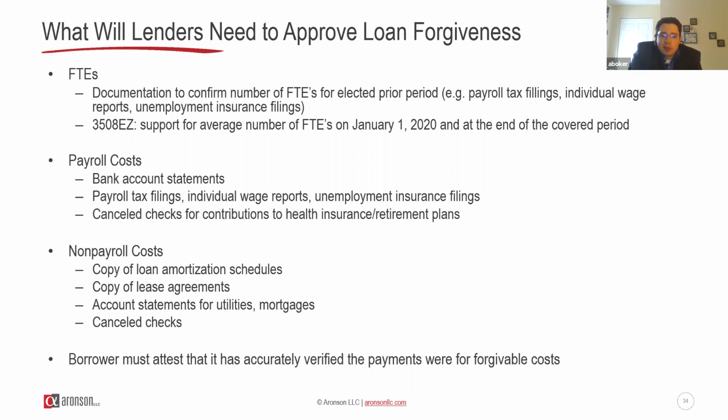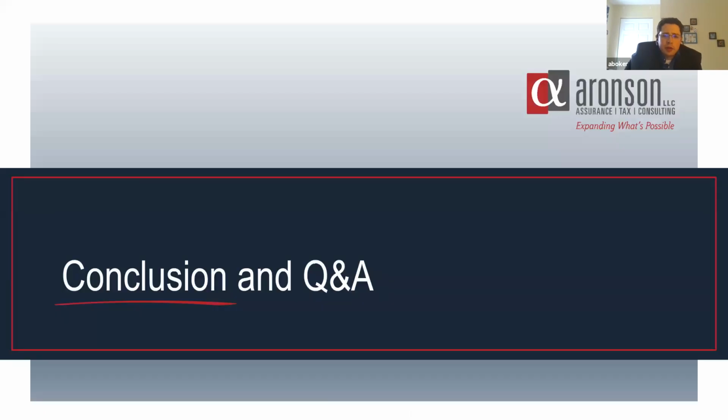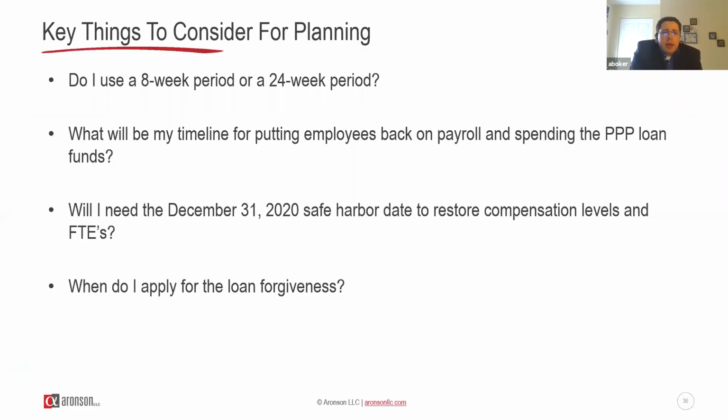Payroll costs, same documentation. You're going to need bank statements, payroll tax filings. You're going to need canceled checks to support the health insurance and the retirement plans if you're throwing those into the payroll bucket. Non-payroll costs, you're going to need copies of the loan amortization schedules, the lease agreements, account statements for utilities and mortgages, also canceled checks. So they're looking for proof that this stuff was in existence before February 15th and you actually paid it. And as a borrower, you still have to attest that you accurately verified the payments were in fact for forgivable costs.